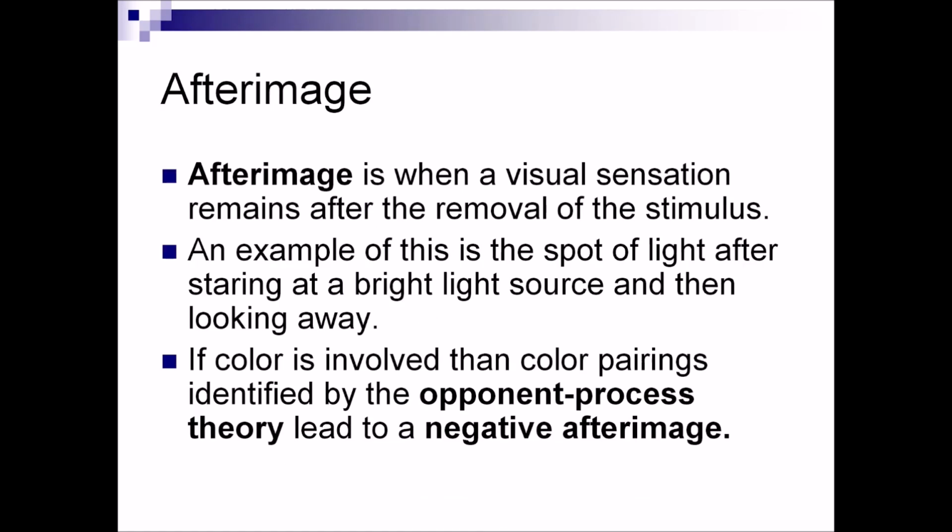So, an afterimage. An afterimage is when a visual sensation remains after the removal of the stimulus that caused it. One example of this is the spot of light after staring at a bright light source and then looking away. On the other hand, if color is involved, then color pairings identified by the opponent process theory lead to a negative afterimage. One example is when looking at a bright colored object and looking away, you can suddenly see a different, opposite color. And it illustrates the interaction between the trichromatic and opponent process theories.